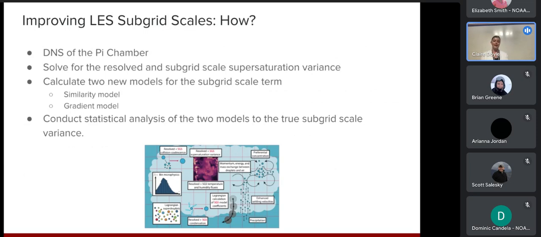So how are we going to do that? Well, we have been provided DNS of the pi chamber from Dr. David Richter at the University of Notre Dame. We are going to take that, run some simulations, and then we can solve for the resolved and the subgrid scale supersaturation variance. Once we have those, we can then go on to calculate two new models for the subgrid scale terms. That's going to be the similarity model and the gradient model. And then we'll conduct statistical analysis on those and compare the true subgrid scale to the modeled. This is going to be important. Conducting the statistical analysis will help us identify the best model to use. But when we go to implement this into LES down the line, you're really going to have to weigh computational efficiency of whatever model you choose.